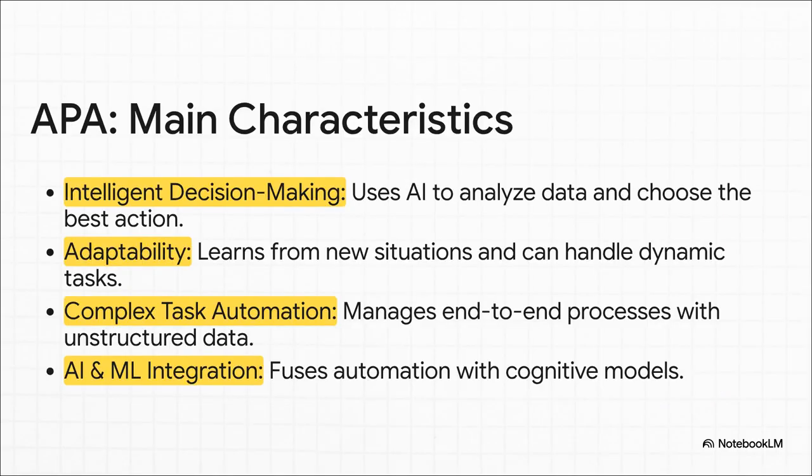So, what can APA actually do with that brain? Instead of just following a rigid script, it uses AI to make actual decisions. It's adaptable, so if it runs into something new, it doesn't just crash. It can actually learn and adjust its approach. And that's what lets it automate entire complex workflows from start to finish, fusing simple execution with real cognitive smarts.